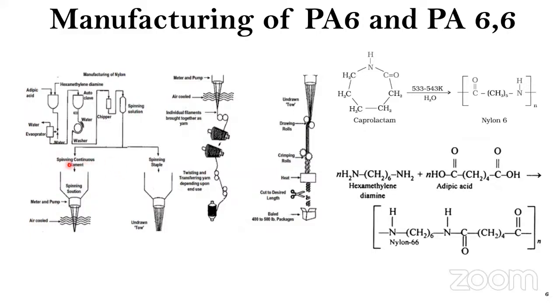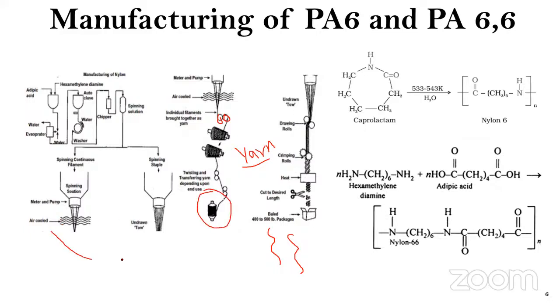Here we can use two methods: spinning continuous filaments or spinning staple. An air cooler will be there, and there will be a meter and pump, so you can collect that. What will happen there? Air will cool the individual filaments. What do you mean by filaments? It is the individual thread of that particular nylon. That will be collected by this spindle, which is known as the spindle. It can be turned over, twisted, and converted into yarn. Yarn will be finally collected over here.